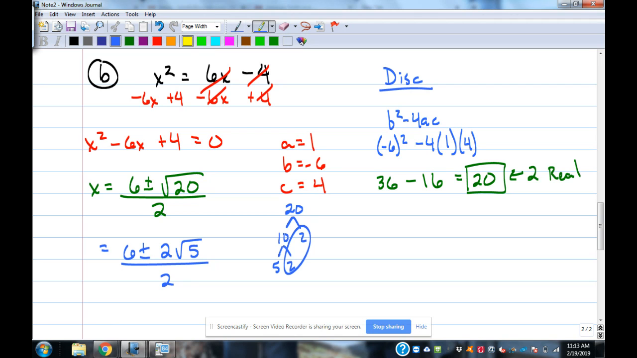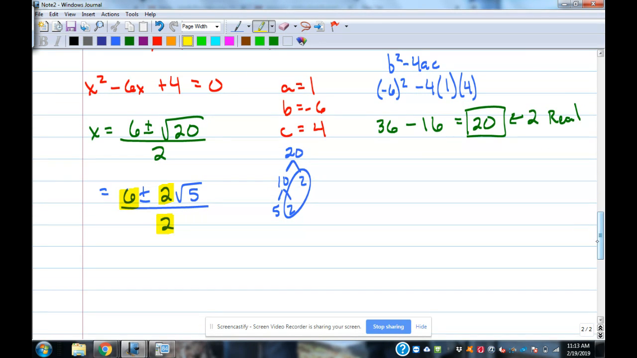The numbers in the front are all what? What do we know about all those that are highlighted there? They can all be divided by what? 2. So divide them all by 2. The number that's on the inside of the radical, can't do that. Don't do that with it. Only the numbers on the outside of the radical can you do that with.